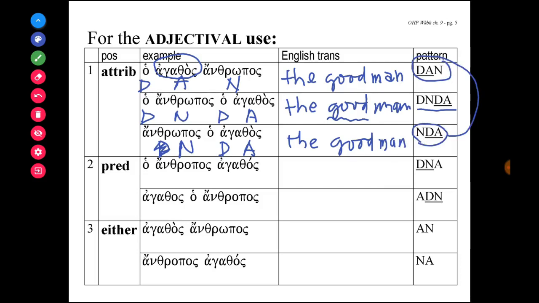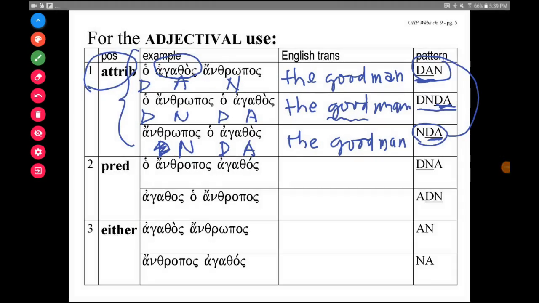But notice that what's common in the attributive use is that the definite article and the adjective are together. So whenever you see the definite article and the adjective adjacent to each other, that's a good clue that you probably have an attributive use of the adjective, and the translation will be the good man.